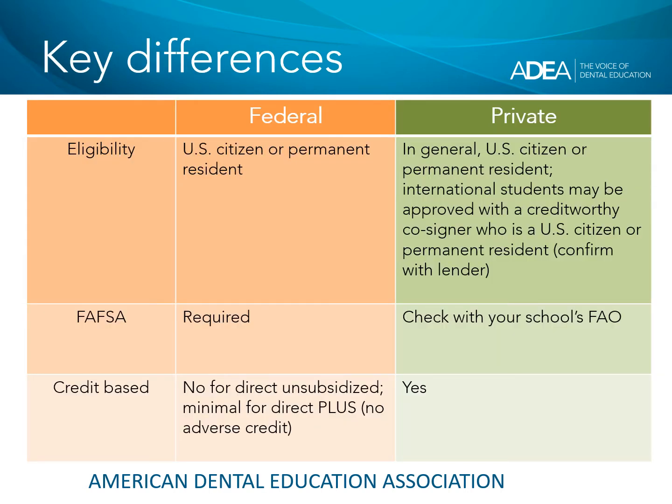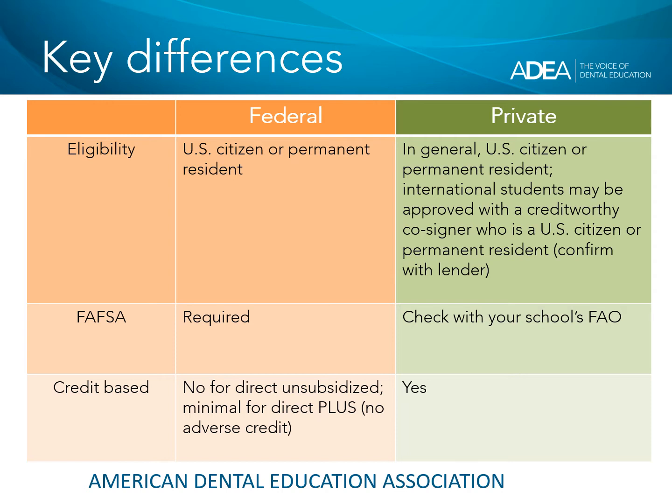Now, in the next few slides, we'll look at some very important key differences between federal and private loans. First of all, in terms of eligibility, we've already briefly referenced this, but in order to get a federal loan, such as the direct unsubsidized or the direct plus loan, you have to be a U.S. citizen or a permanent resident. And for private loans, you're likely to find those same requirements.